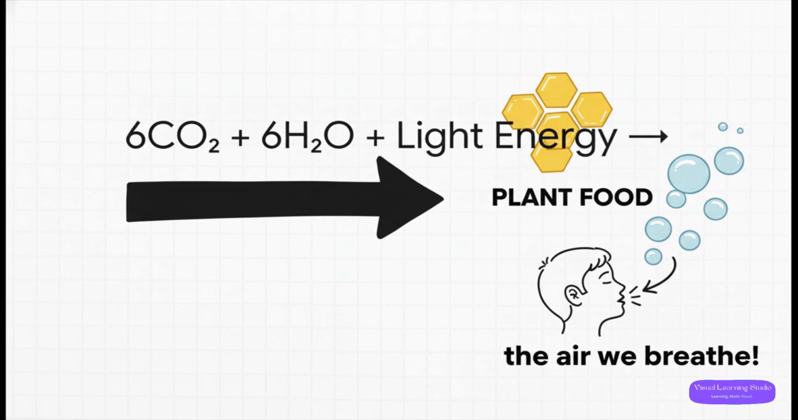And here we are, the final result. All those ingredients, supercharged by light energy, are totally transformed into 2 products. First up, we get 1 molecule of C₆H₁₂O₆. You probably know it as glucose. That's the sugar, the plant's actual food. And second, we get 6 molecules of oxygen, which get released back into the air. That's literally the air we're all breathing this very second.